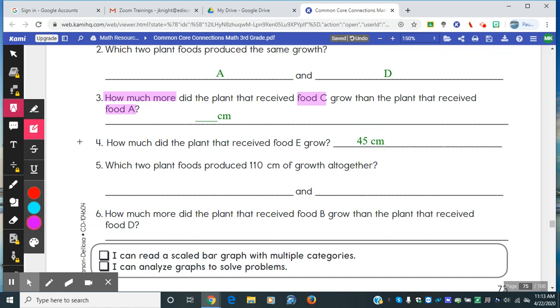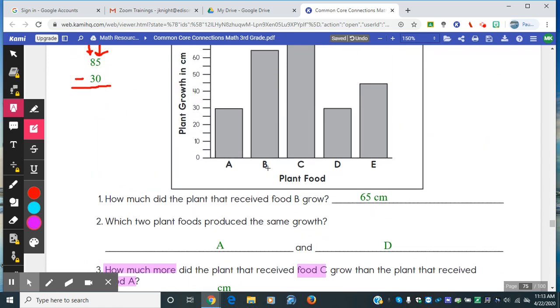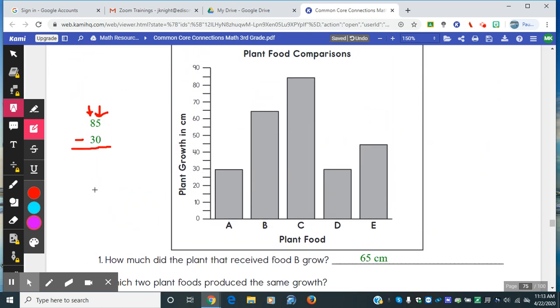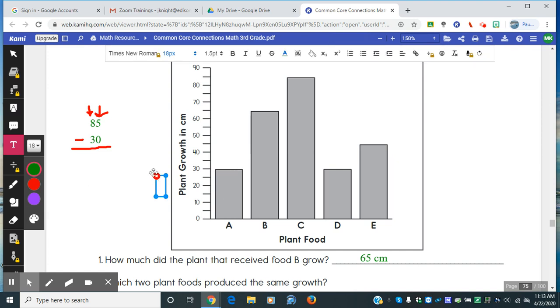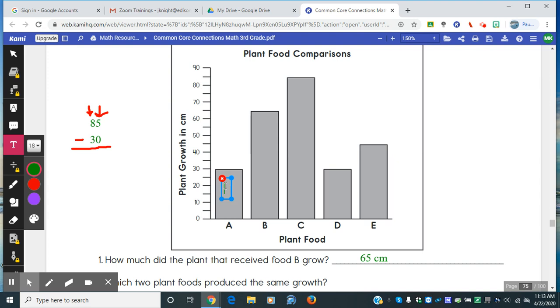So let's highlight some information here to help us understand. First of all, I'm looking for two plant foods that produced 110 centimeters of growth altogether. Altogether is one of those words we use when we add. So what I'm trying to figure out is which two plant foods add up to 110 centimeters of growth. So if I come back up here, I think it's kind of helpful if I just write down their numbers, not there, but here, like this.